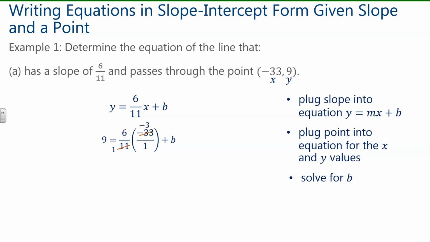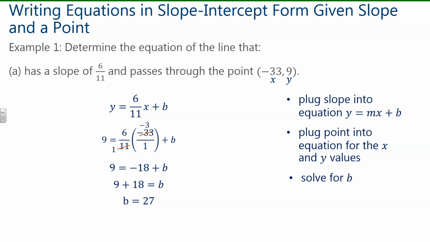Now multiplying this together, I get 6 times -3, which is -18, and then I have to divide that by 1 times 1, which is 1. When I do that, I get 9 equals -18 plus b. Now in order to solve for b, I want to isolate b by bringing that -18 over to the left-hand side, and when I do that, it becomes 9 plus 18. Simplifying that gives me a b value of 27.